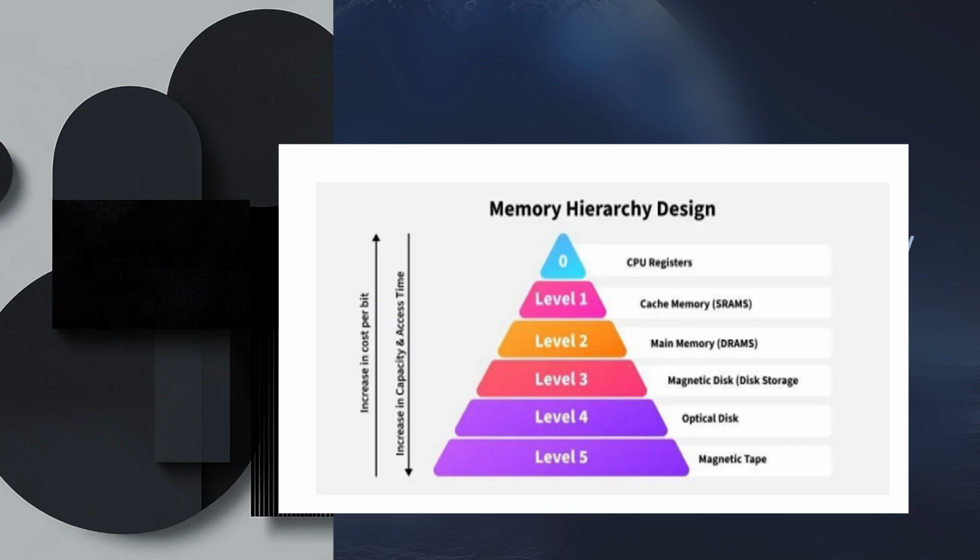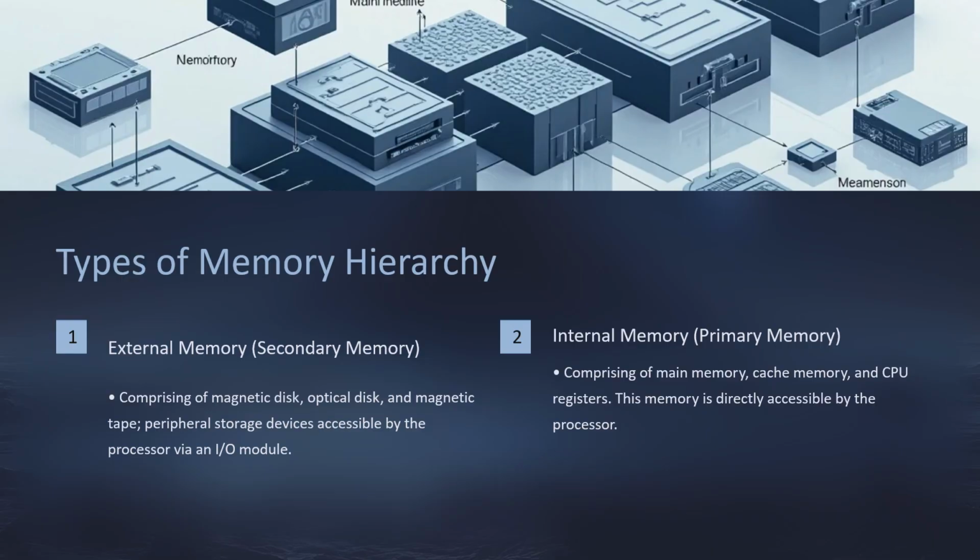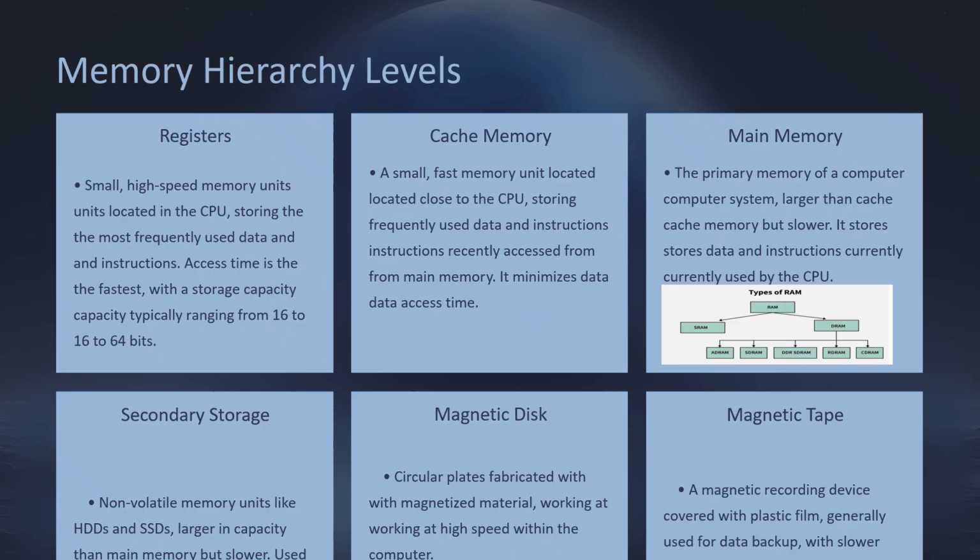Level 0 is the CPU register, level 1 is cache memory, level 2 is main memory, level 3 is magnetic disk, level 4 is optical disk, and level 5 is magnetic tape. External memory is a type of memory hierarchy comprising magnetic disk, optical disk, and magnetic tape, peripheral storage devices accessible by the processor. Internal memory comprises main memory, cache memory, and the CPU registers.